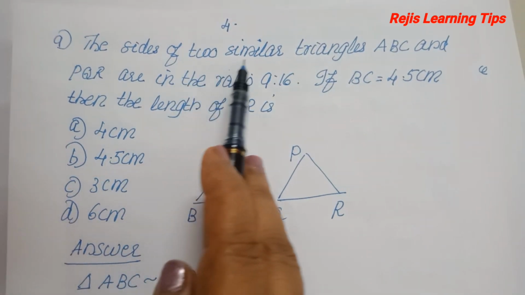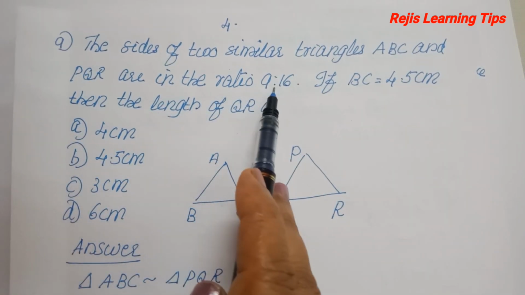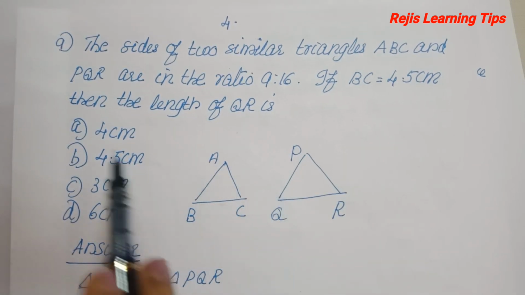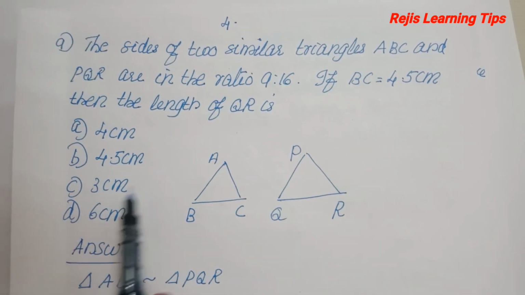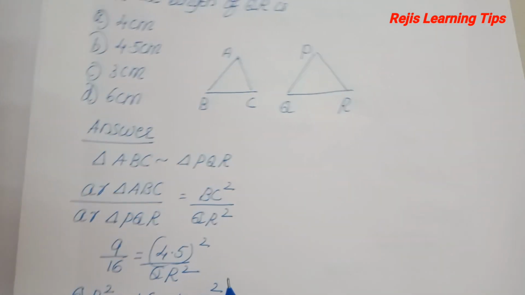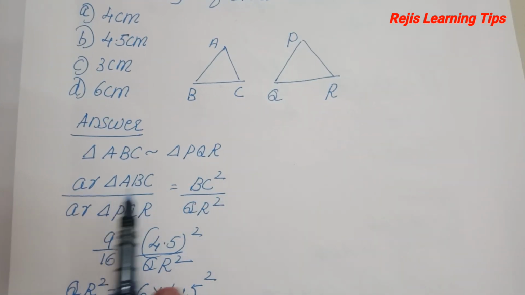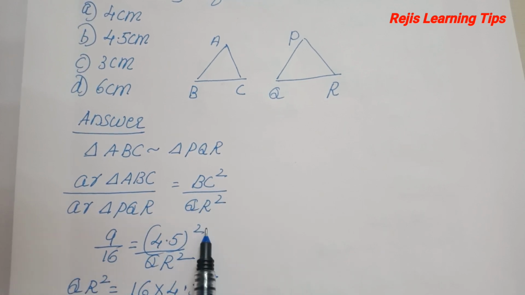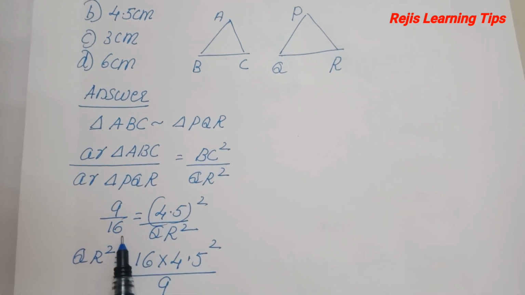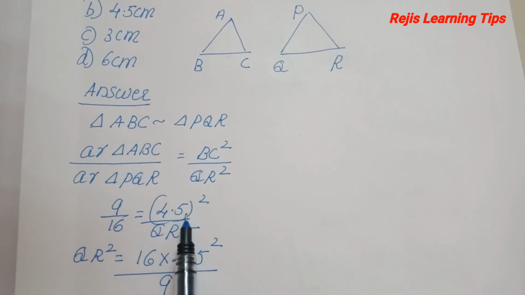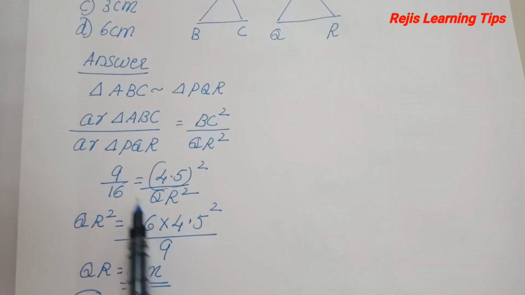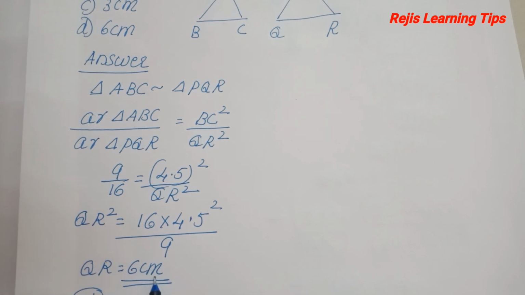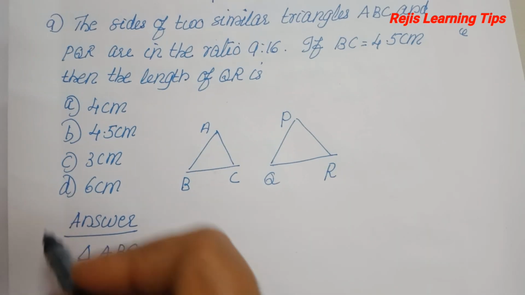The ninth question, the areas of two similar triangles ABC and PQR are in the ratio 9:16. If BC is equal to 4.5 centimeter, then the length of QR is 4 centimeter, 4.5 centimeter, 3 centimeter, 6 centimeter. We know that triangle ABC is similar to triangle PQR. Area of ABC divided by area of triangle PQR is equal to BC by QR the whole square, otherwise BC square by QR square. 9 by 16 is equal to, BC is given there 4.5, then 4.5 square divided by QR square, then QR square is equal to 16 into 4.5 square divided by 9, so QR is equal to 6 centimeter. So our option D.